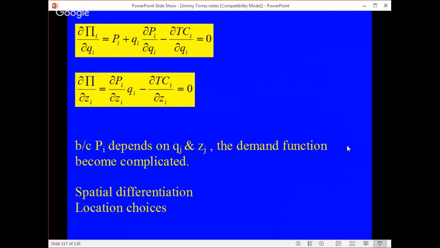We can have other types of differentiation. Spatial differentiation is basically where I'm going to put my store. If I can put my store somewhere that gives me a competitive edge over my competition, they'll come to me more often than they'll go to my competitors.